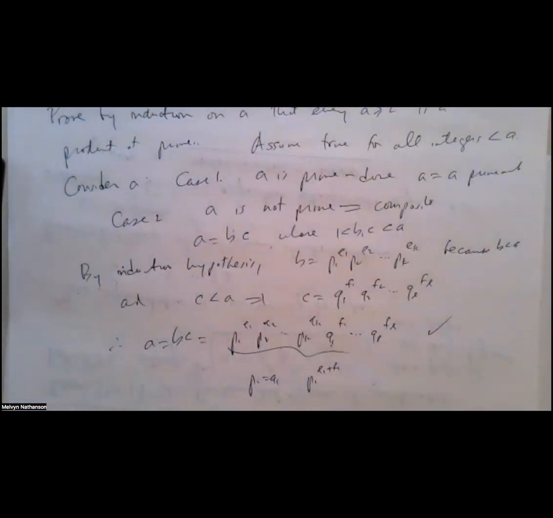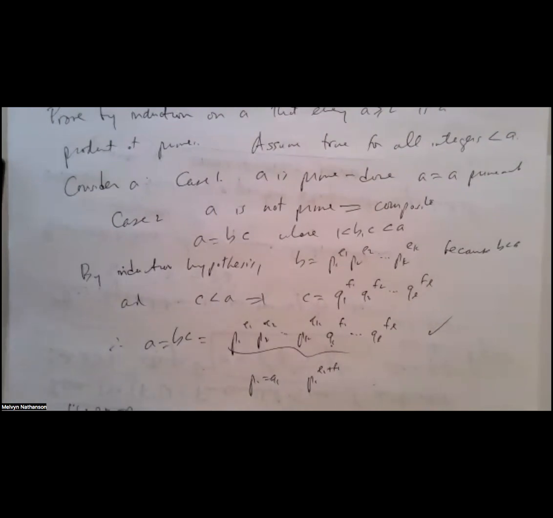So B and C are both product of primes, but A is B times C, which is P1 to the E1, P2 to the E2, Pk to the E sub K, Q1 to the F1 up to QL to the F sub L. And we can combine these if one of the P's equals one of the Q's, like if P1 equaled Q1, this would be P1 to the E1 plus F1, and so forth. But in any case, A is a product of primes, so we're done. So the proof that every integer greater than 1 is a product of powers of distinct primes is this inductive proof. Right? This is the easy half of the fundamental theorem of arithmetic.